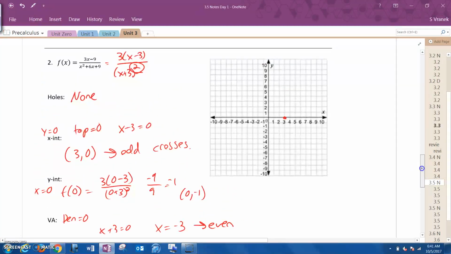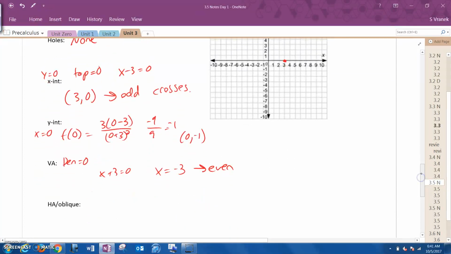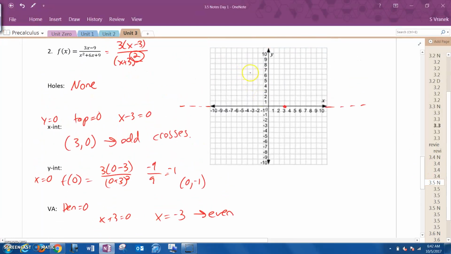And then finally, horizontal or oblique asymptotes. The highest power on top is x to the first, the highest power on bottom is x squared. When it's bottom heavy like this, it's just whatever the constant is next to it, but there is no constant, so it's going to be 0. So y equals 0. Okay, so we have our horizontal asymptote at 0. We have our vertical asymptote at negative 3, and it's even.